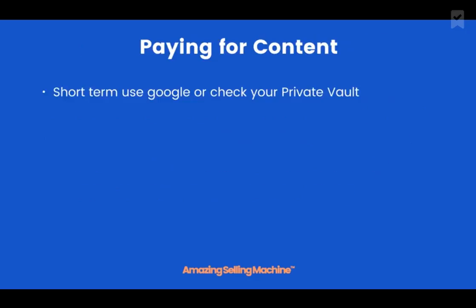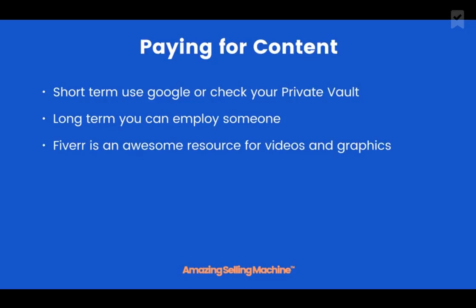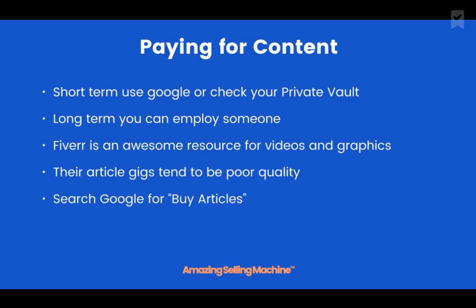Paying for content. In the short term, use Google or check your private vault. Long term, you can employ someone, and you will get to that stage eventually. Fiverr is an awesome resource for videos and graphics. You can get really simple, quick videos and excellent graphics done really cheap. However, their article gigs tend to be poor quality, so we don't recommend you get your articles created there. Search Google for buy articles. You'll find loads of resources where you can go and have someone create an article for you. And most of these are relatively cheap if you look at it from a time perspective. In other words, the cost versus how much time it would take you to do it.